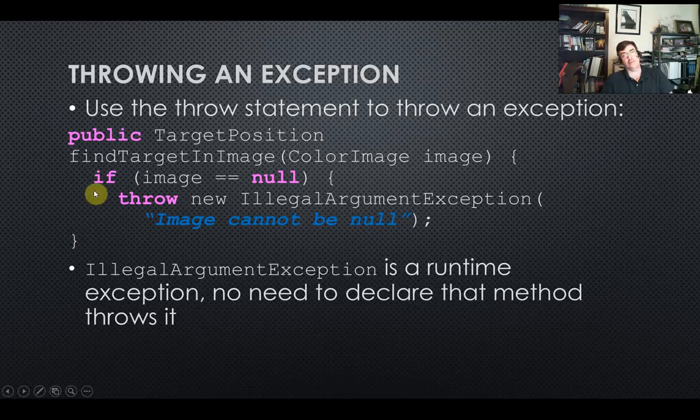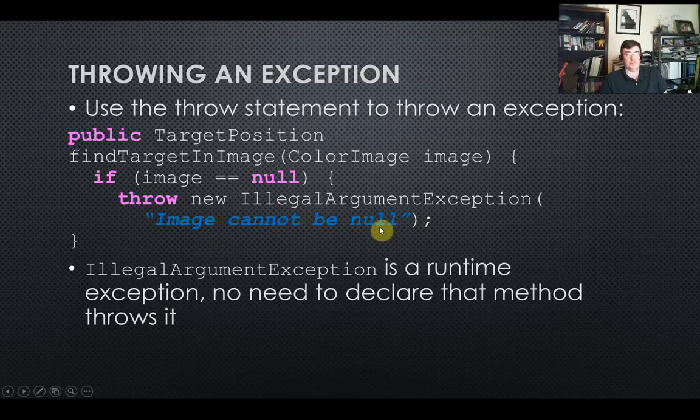And inside the method, the first thing I do is I check the parameters that were passed. So since ColorImage is an object reference, it could be null. So the first thing I do is a null check. If image equals null, that's the equality operator, I'm going to throw new IllegalArgumentException, and I'm passing it a string.